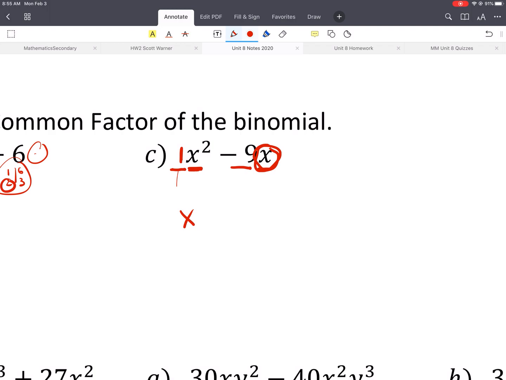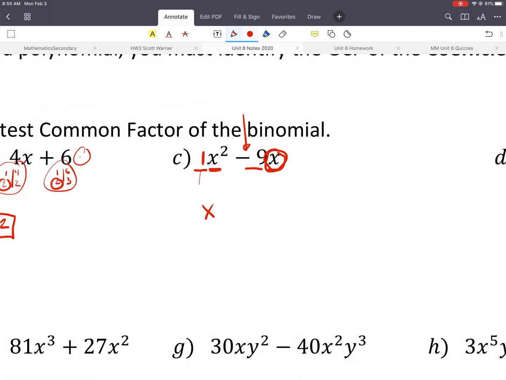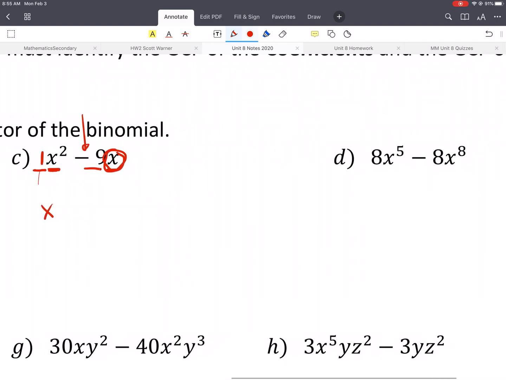I also had students ask about the sign. We don't have to worry about that when we're trying to find the greatest common factor, except in one case, and we'll get to that in a little bit.